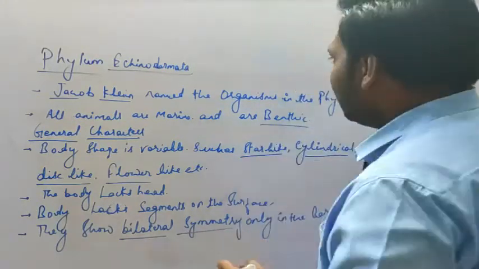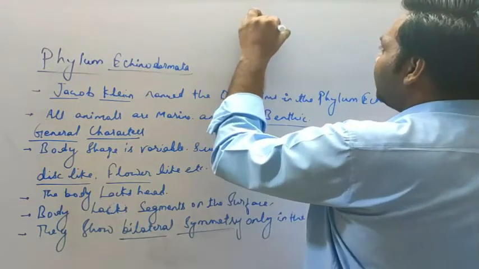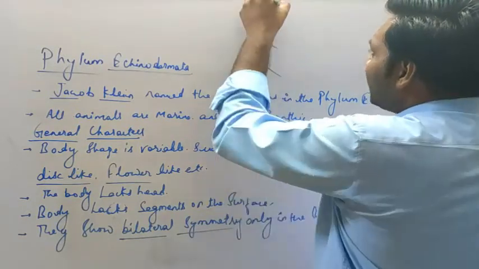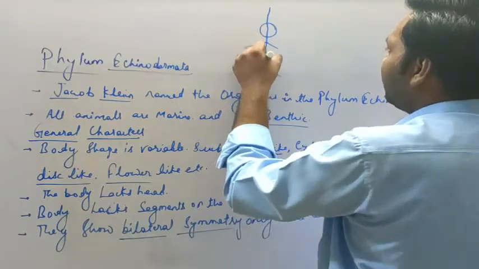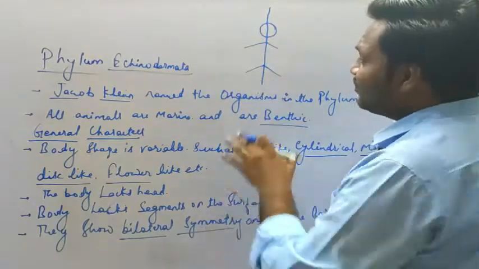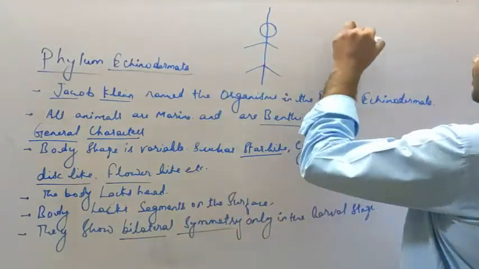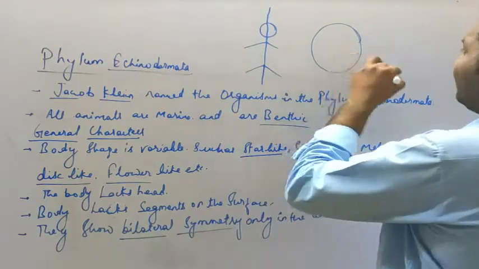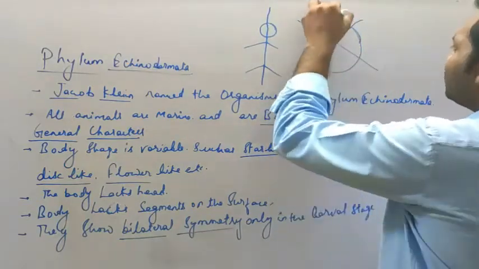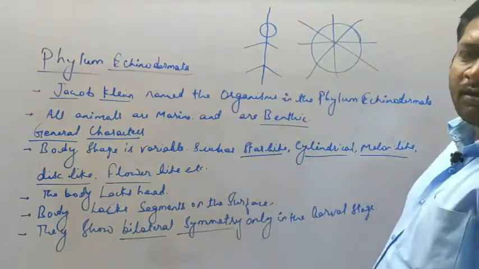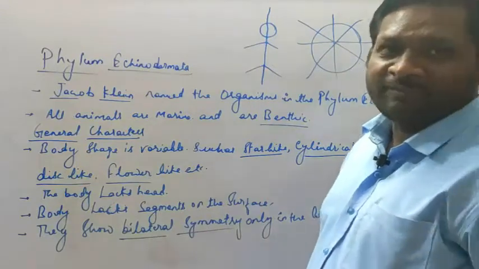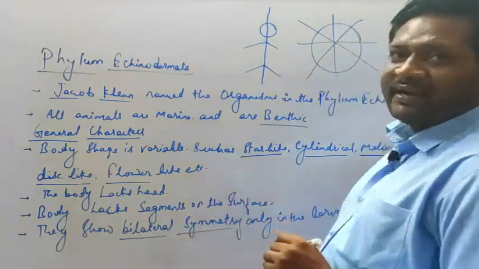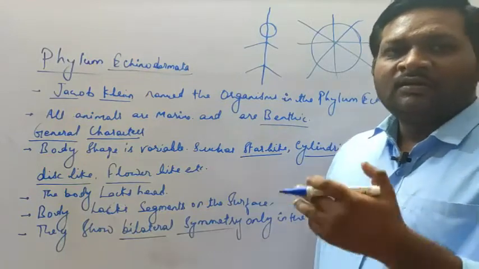Suppose this is the body of a human, I am drawing here, consisting of two pairs of limbs. If we pass a plane through the center of the body, the body will be divided into two identical equal halves, that is called bilateral symmetry. Remember this. And suppose the body of the organism is disc like or flat, then we can pass many planes through the center of the body which will divide it into many identical equal halves. Such a type of symmetry is referred to as radial symmetry. In these animals, in the larval stage they have bilateral symmetry. As they grow into adults, they will have radial symmetry.